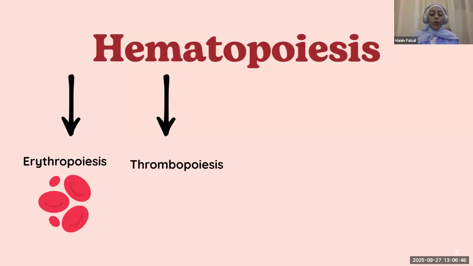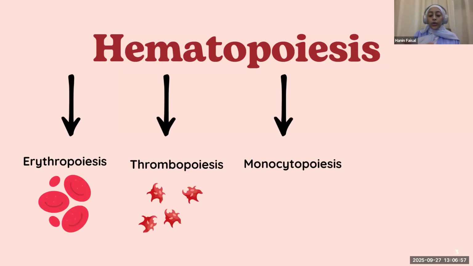Now, as we said, the main umbrella is forming the blood cells. But there are subdivisions in this hematopoiesis. We have something called erythropoiesis. Again, poiesis is forming. Erythro is from the word erythrocyte, which is another word for red blood cell. So it's basically the process of forming red blood cells. Thrombopoiesis, again, poiesis is forming. Thrombo is thrombocyte, which are basically platelets. So it's basically the process of forming the platelets.